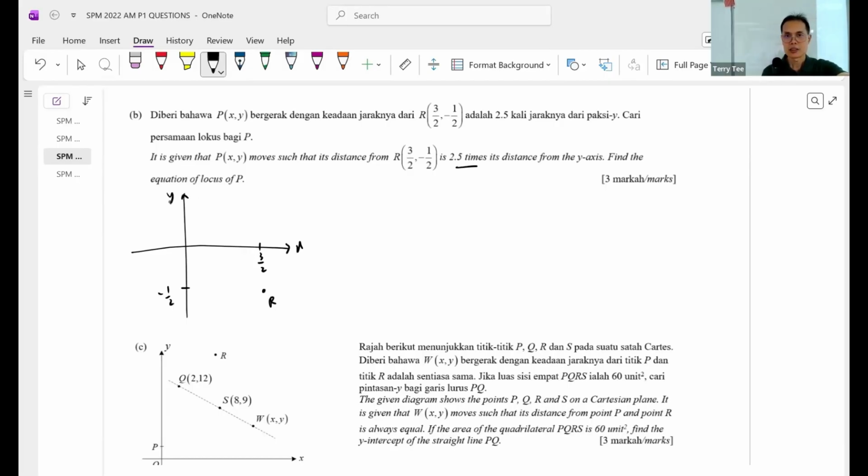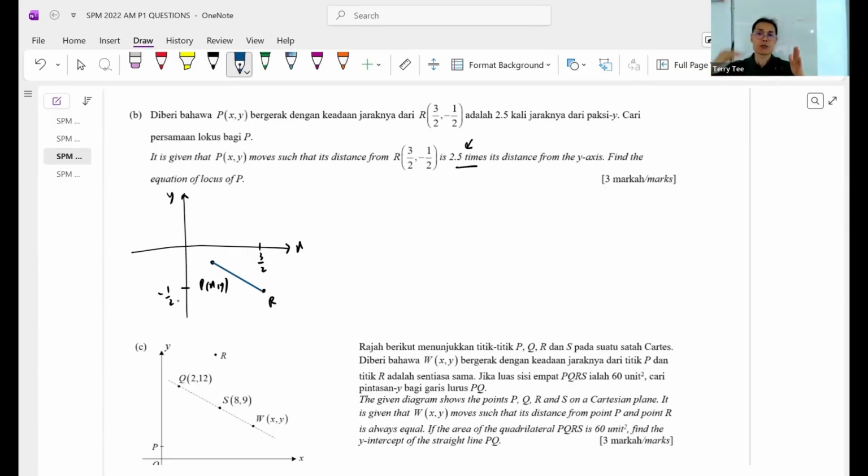Now, they say the distance from this point is 2.5 times the distance from the y-axis. Okay, so let's say, I don't know where's my P. Let me take my P to be here. Right, this is P. P is a locus. P is x, y. Okay, sorry, very ugly. I need to draw this a bit lower. This is P, x, y. So this is my distance from point R. It is always 2.5 times its distance from the y-axis.